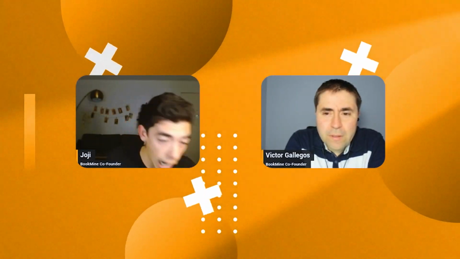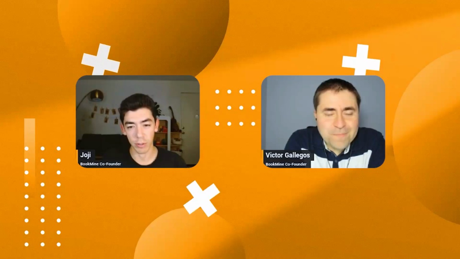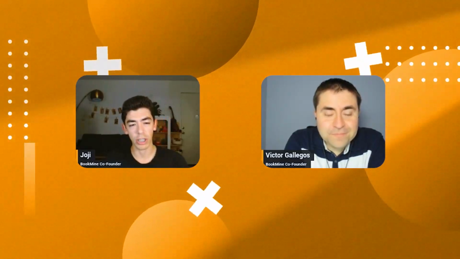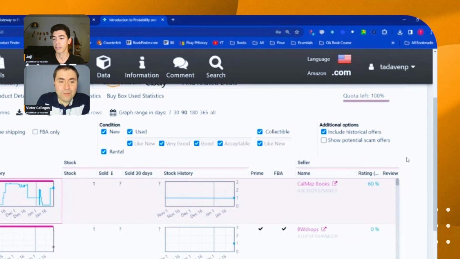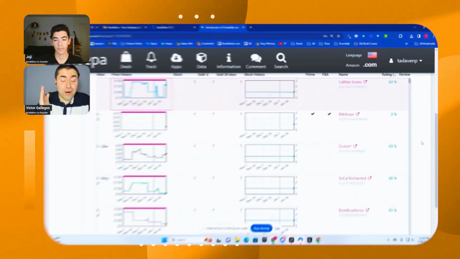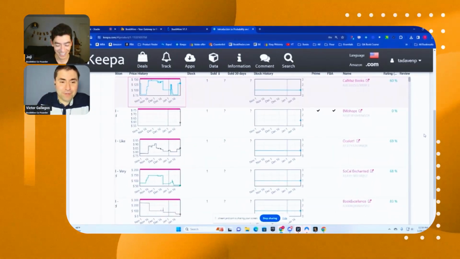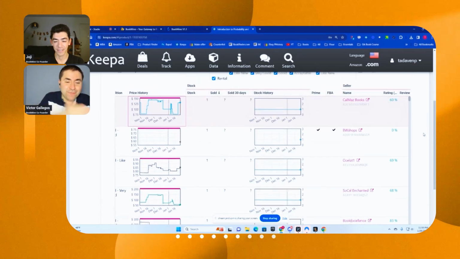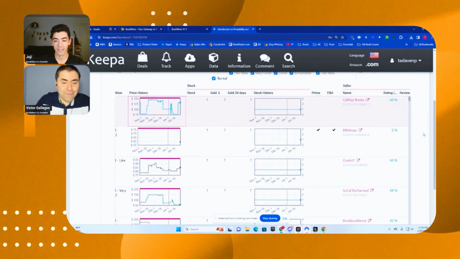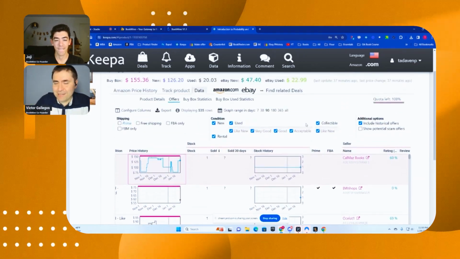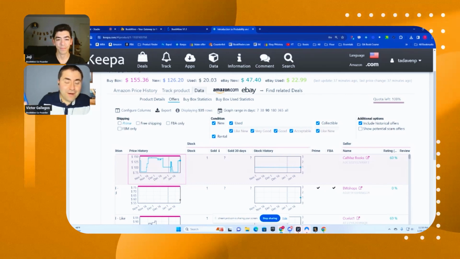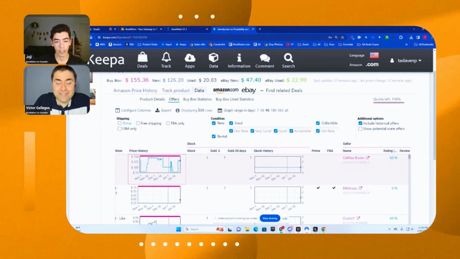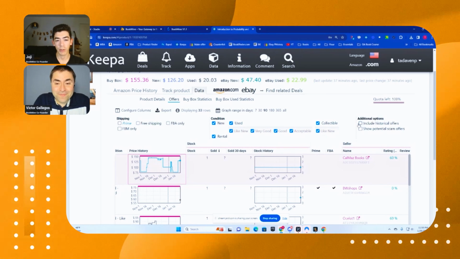Now, the feature that I really like, Victor, is actually this little button up here called Include Historical Offers. So can you tell me what the heck does that mean if I click this box, which is Include Historical Offers? So it just adds every book that has already previously sold before this point. So if you sold this book yesterday and before, now here's all the sellers who have ever sold this book. It's all categorized. It gives you the name, again, the same type of information, but now all the sellers in previously. Right. So Keepa remembers. Yeah. So look how amazing that is.